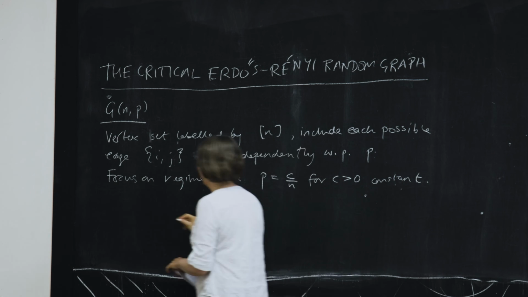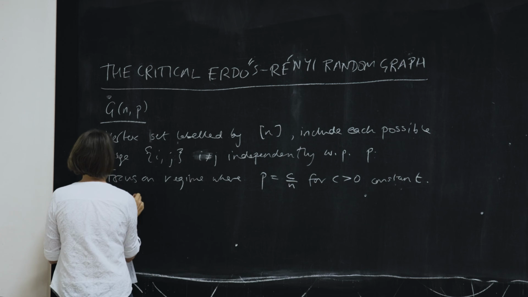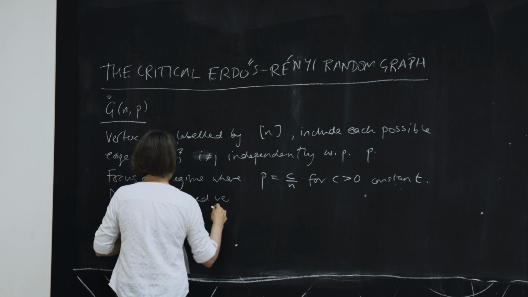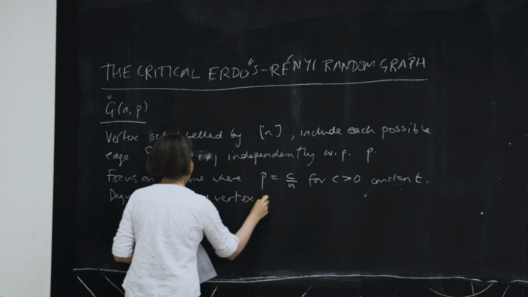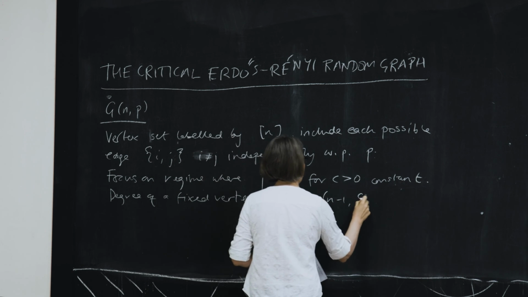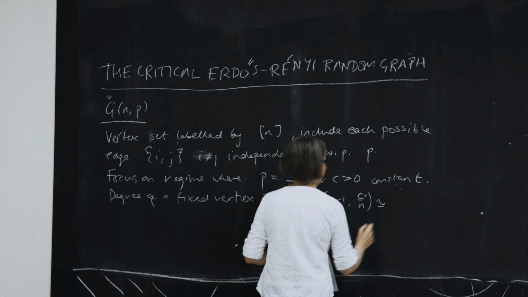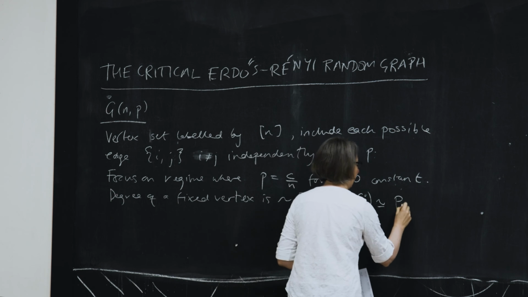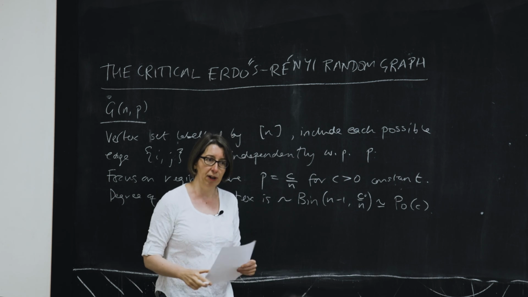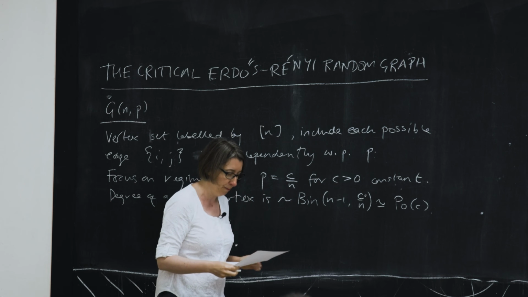And so the degree of a fixed vertex is distributed as binomial, n minus 1, c on n. And I want to be thinking of this for large n as being approximately Poisson c. That's an approximation that we're going to make quite a lot of use of in what comes.